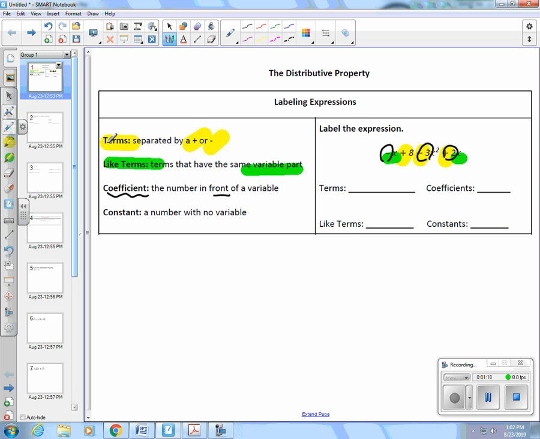And the last thing that we have up here is a constant. And a constant has no variable with it. And so therefore we are looking at the term 8.